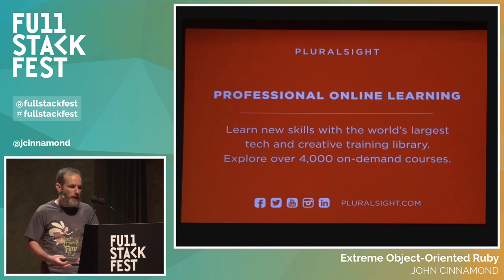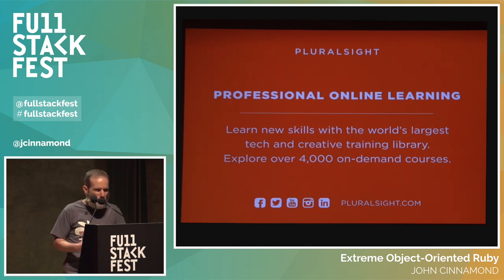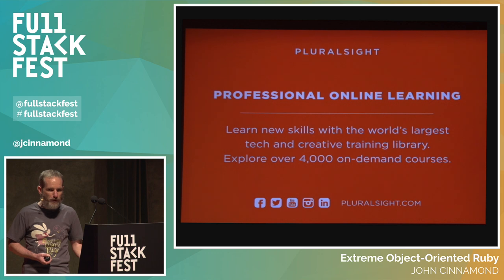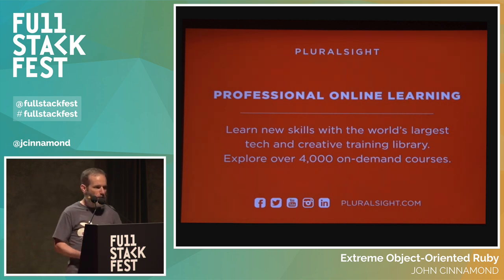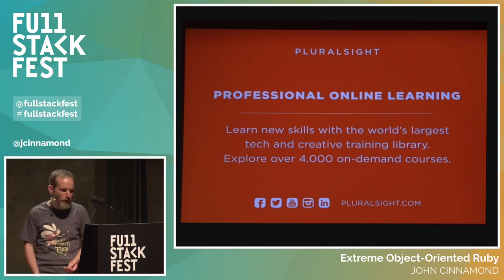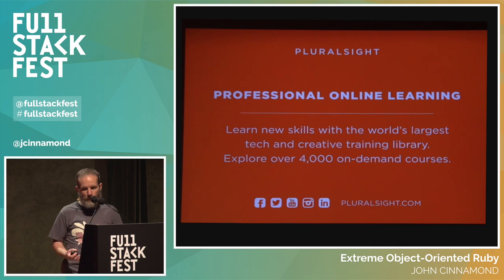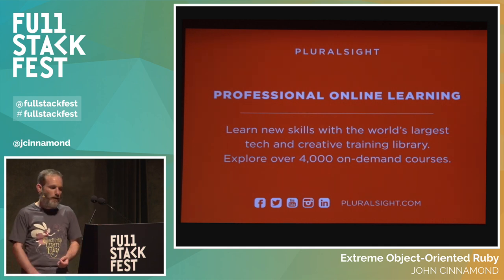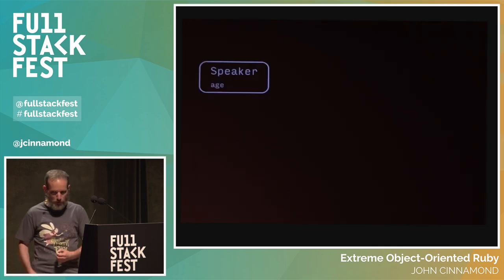Now, we often say that these things are objects. And they do kind of behave like objects, and we can send messages to them. But they're a special kind of object. And they're special because they've got special local state. So to understand this, let's look at an example. Let's imagine we're creating some kind of object model for this conference. We might start by creating a speaker object.